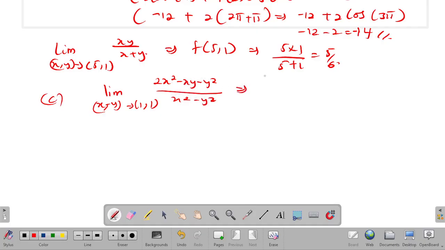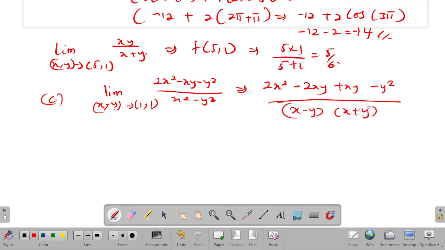In factorizing this algebraic expression, we simply have 2x squared plus 2xy minus 2xy. This is negative xy. We are just going to adjust this and not do anything else to it. So minus 2xy plus xy. Obviously, this will add up to negative xy. Then you say minus y squared all over, here is a difference of two squares. So x minus y times x plus y. Okay, so this one, you just use the normal factorization approach.